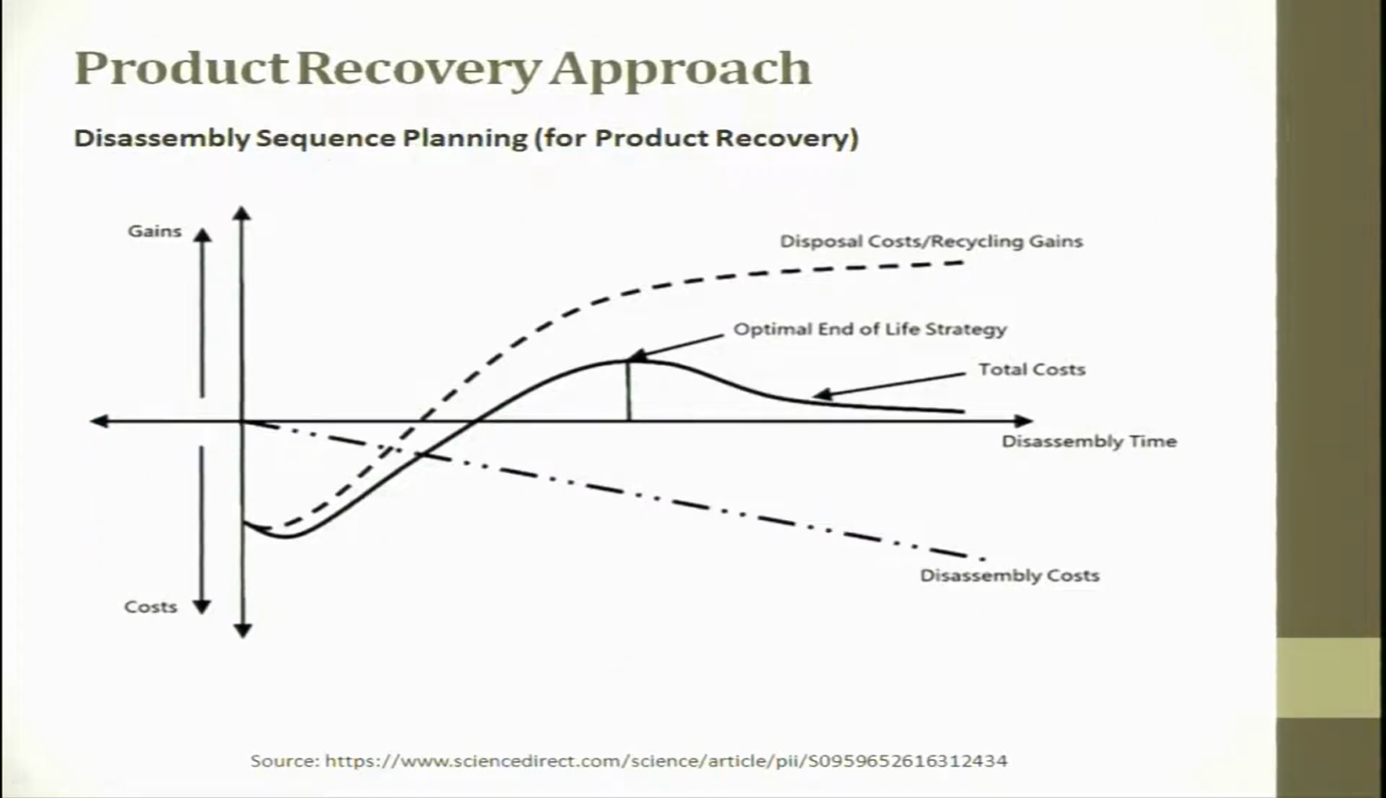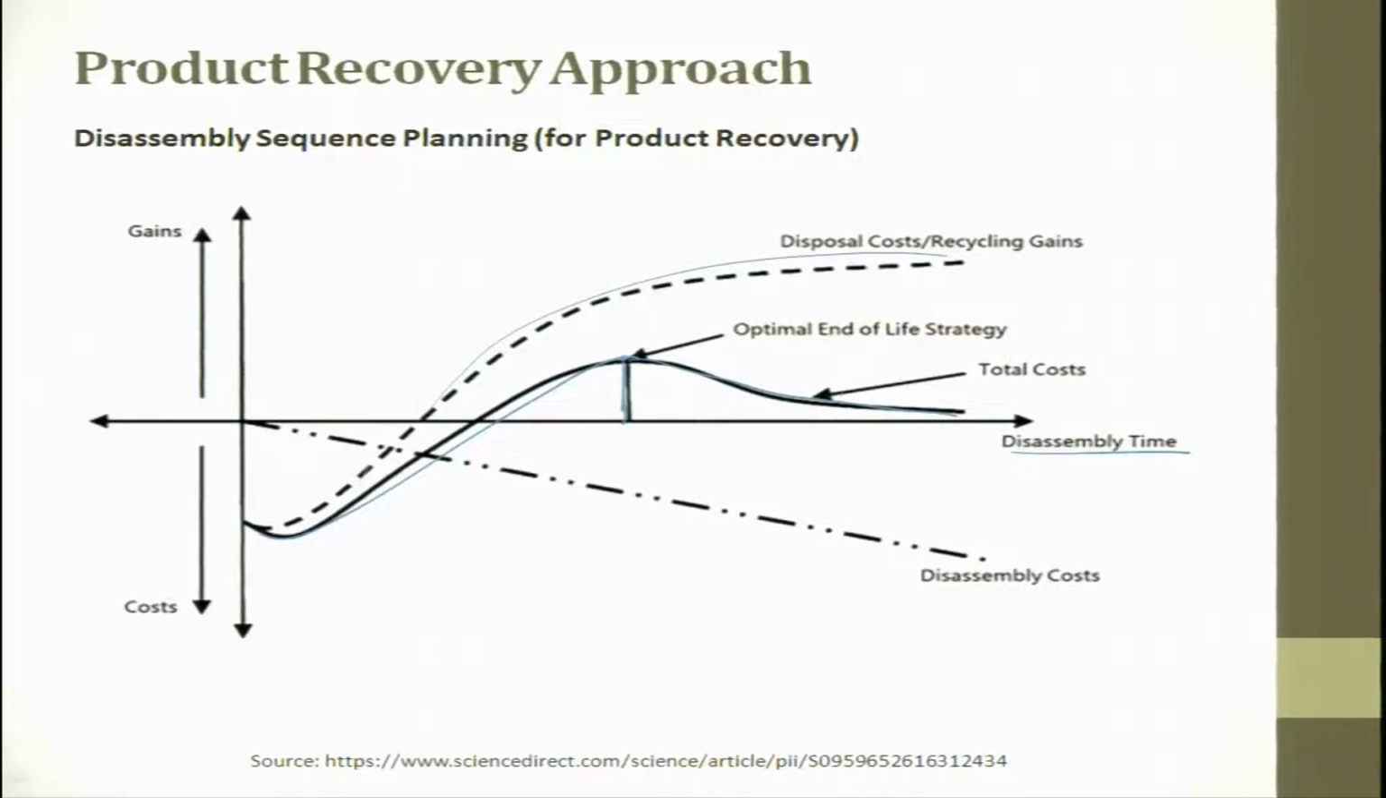The disassembly sequence planning for product recovery: if you see gain and costs, and here is the disassembly time. If you take the disposal cost and recycling cost, it gains over a period of disassembly time. The optimal end of life strategy comes in this zone, so this falls under the gain region.